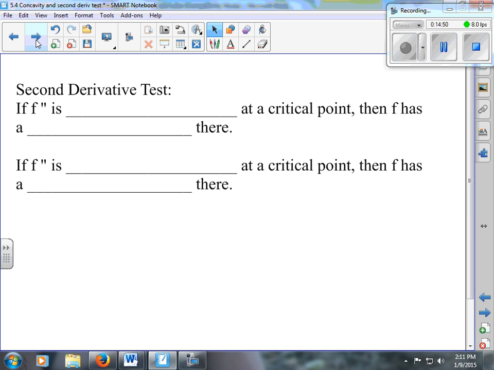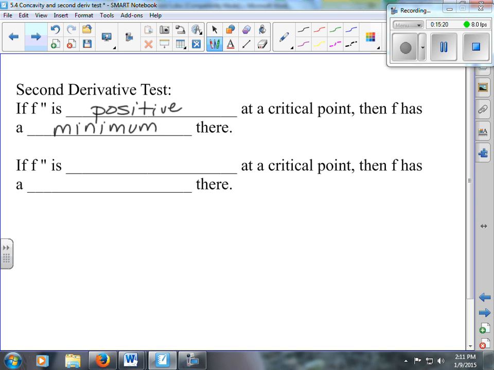This is called the second derivative test. You actually haven't done the second derivative test yet. That stuff in purple is not actually the second derivative. This material right here is the second derivative. So if f double prime is positive at a critical point, then f has a minimum there.